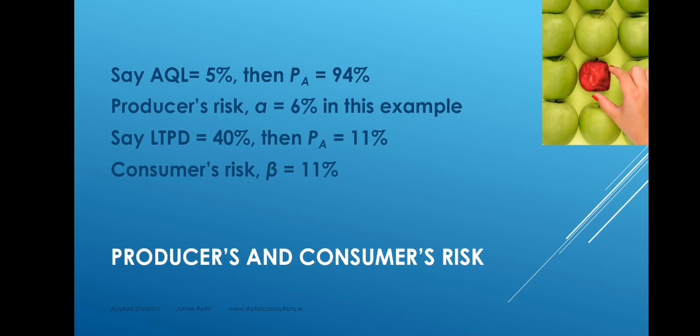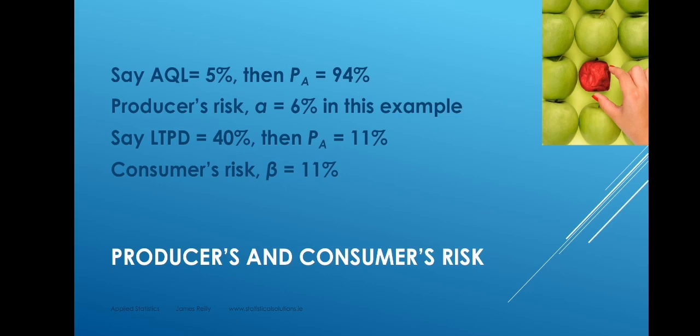The other 6%, 100% minus 94%, are rejected just because they are unfortunate. These batches come from a similar process, but the sample that was drawn just happens to contain 2 or more defectives. So there is a small probability of rejecting a good batch, and that's called the producer's risk.